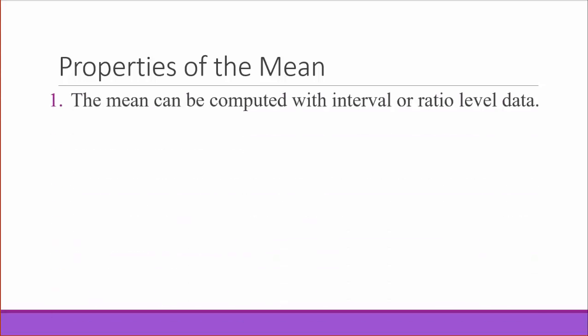First, the mean can be computed with interval or ratio level data. Remember, we had those 4 levels of data measurement we talked about in Chapter 1. They were nominal level, ordinal level, interval level, and ratio level. All right, so to compute the mean, we need those 2 highest levels of data measurement. A set of data can have only one mean. All right, so you can't have a set of given data items and have 2 or 3 different answers. So the mean for a given simple random sample is unique.